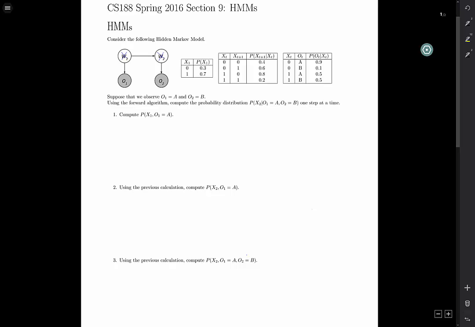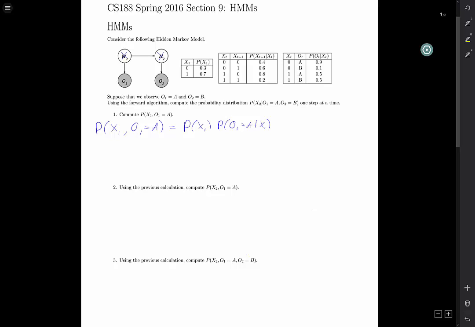So we're going to do this step by step. First, we're going to compute the probability of x1 given O1 equals A. So this is the observation step. So we can write this as probability of x1, comma O1 equals A. Just looking at the Bayes-Net structure of the HMM, we can rewrite this as probability of x1 times probability of O1 equals A given x1.